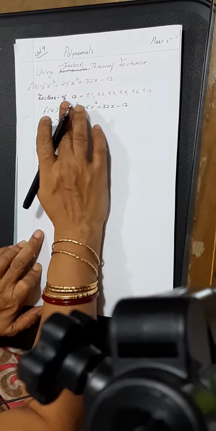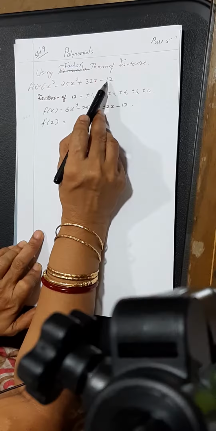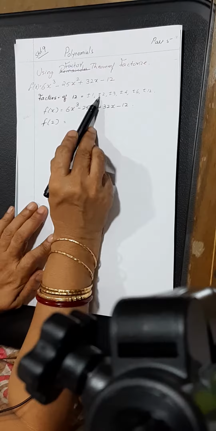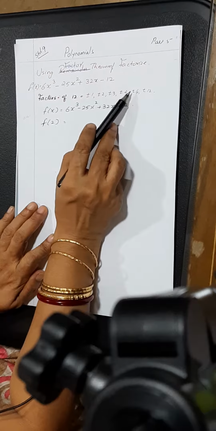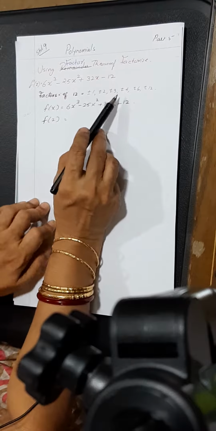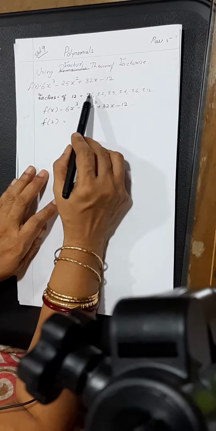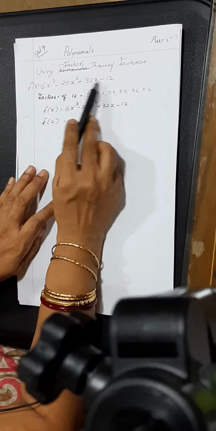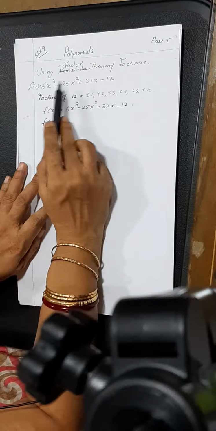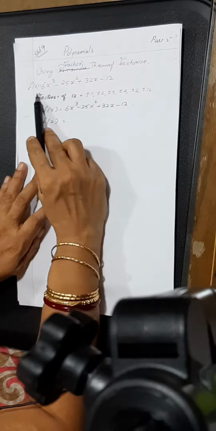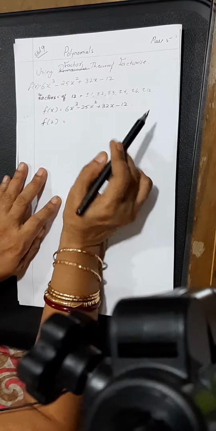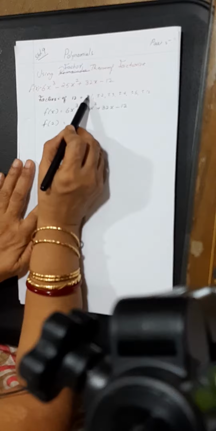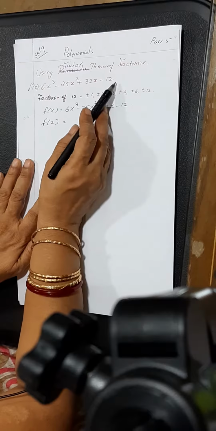So, here we have to find the factors of 12. The factors of 12 are plus or minus 1, plus or minus 2, 3, 4, 6 and 12. Now we have to see whether 1, minus 1, 2, minus 2 etc. are zeros of this polynomial. If they are zeros, then when you substitute, you get the value as 0. So now if you do plus 1 and minus 1, you will not get it as 0.